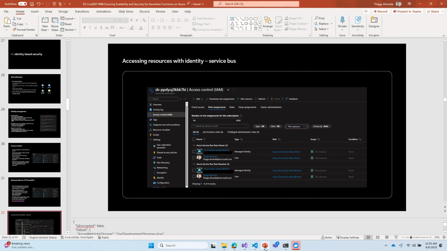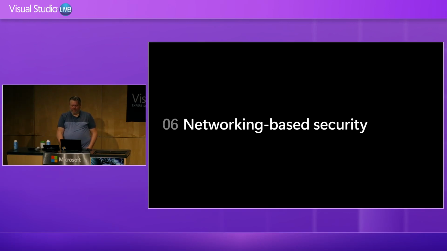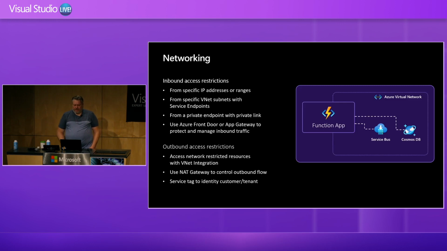Cool. So we're in the final stretch here. Networking-based security. So this is where you want your function app to be restricted to the network inbound. That's one part of it. So you want to restrict what can access your HTTP endpoints on your function app to be only through a network or only from a specific list of IP addresses.